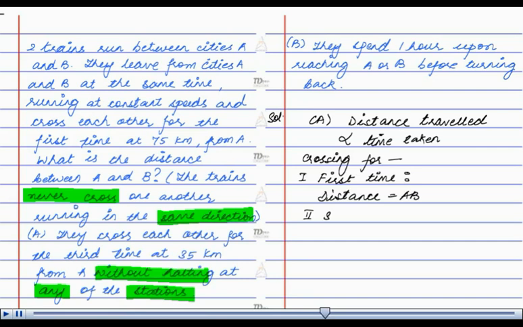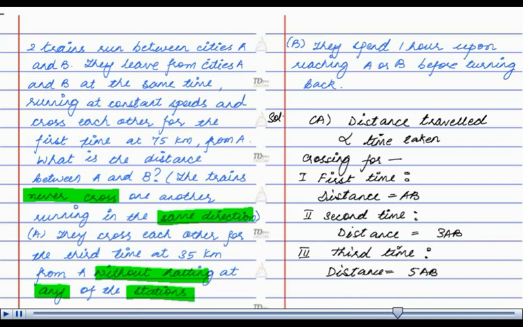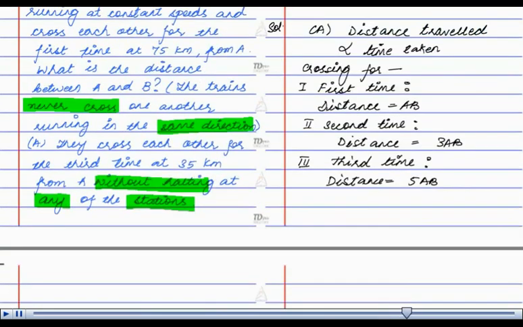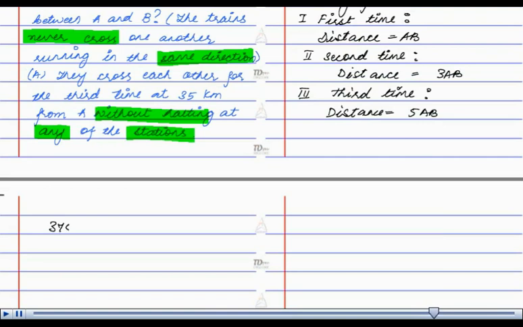When they meet the second time, together they have travelled 3 times AB. And when they meet for the third time, together they travel 5 times AB. That is, the first train has covered 375 kilometers, which is also equal to twice the distance AB plus 35 kilometers. This gives the distance AB as 170 kilometers.